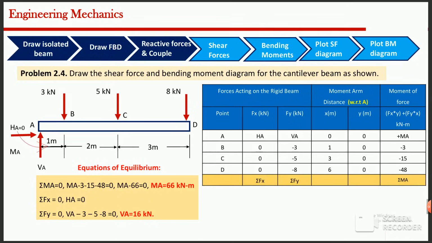Then we have to calculate sigma F of Y, in that we get VA, that is 16 kilonewton. Before that, we have to calculate sigma MA, in that we will get MA is 66 kilonewton meter.